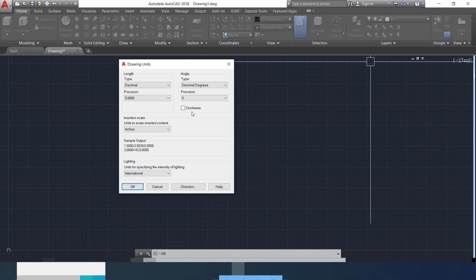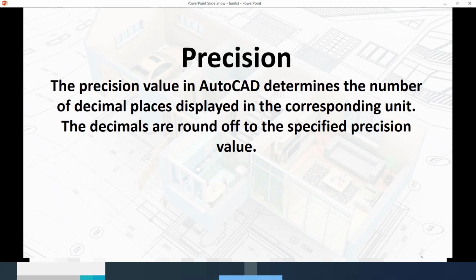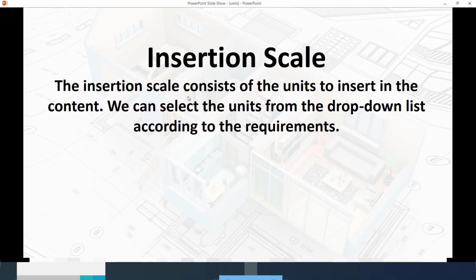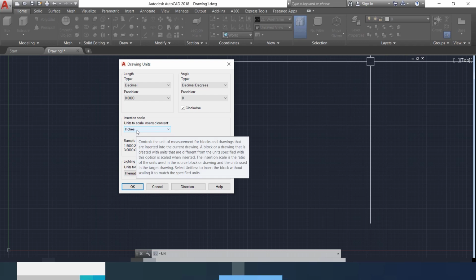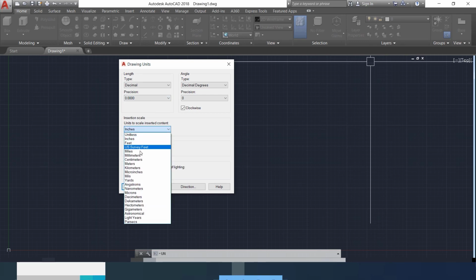Now the angle will be clockwise or anti-clockwise. Normally we use anti-clockwise, but if you want to select clockwise, then you can select clockwise. You can check it here. The insertion scale: if you want to insert a file or a block into your drawing, which units it will use. The insertion scale consists of the units to insert the content. We can select the units from the drop-down list according to the requirement, but in architectural, inches are okay, so we will not change it. Otherwise, if you want to change it to feet or millimeters or centimeters, you can.